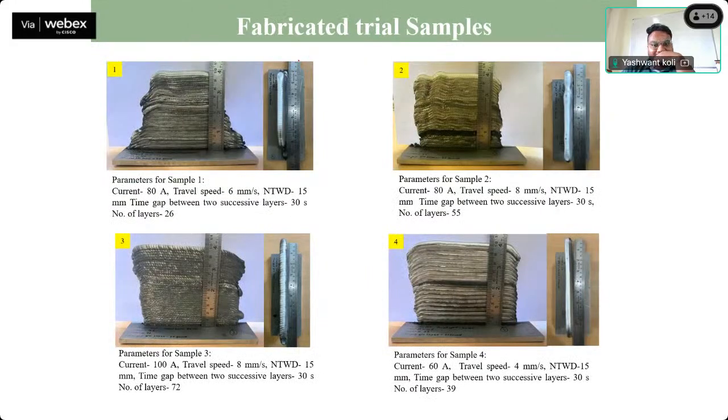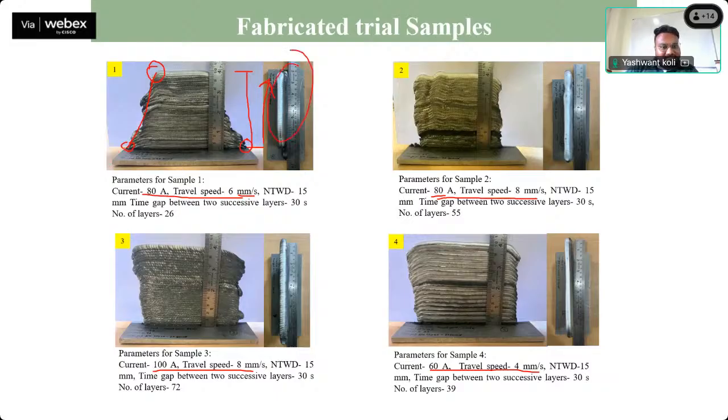So this is the fabricated sample from the trial process parameters that my student has done. This is at 80 ampere and 6 mm per second. Then the sample 80 and 8. This is 100 and 8, and this is 60 and 4. You can observe here he has started from this position at the start of the experiment, and he has reached this. This is the final top of the building direction. This is the building direction, and this is the top view of the sample.